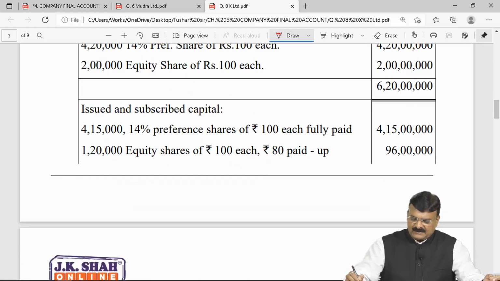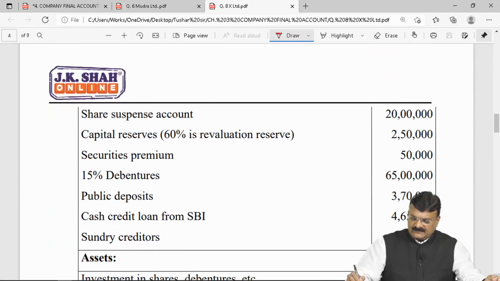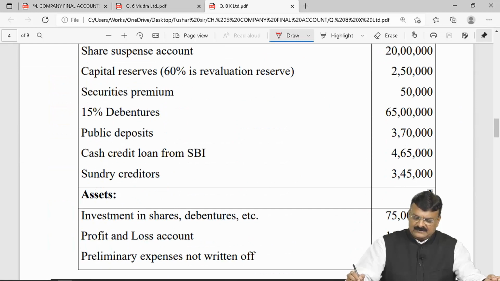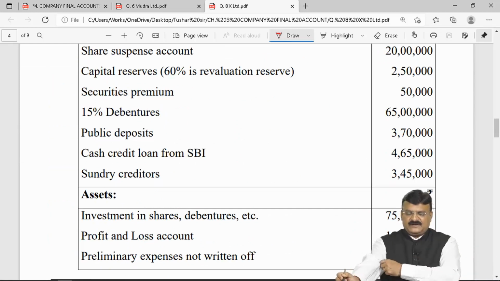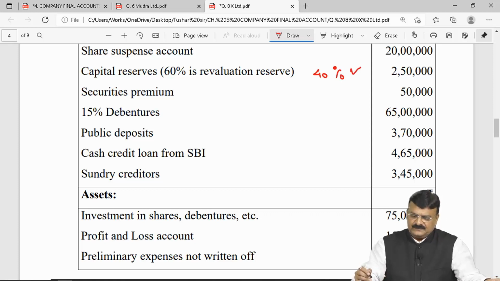Issued, subscribed and paid up capital: 4,15,000 14% preference shares of 100 each, and 1,20,000 equity shares of 100 each, 80 paid up. Then share suspense account, capital reserve. 60% is revaluation reserves. Of course, we'll be concerned only with 40%. The 60% is not to be taken by you.